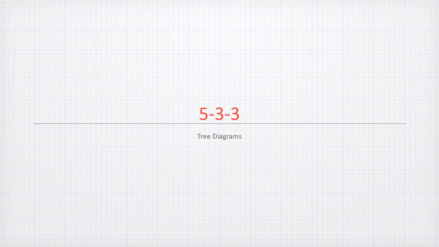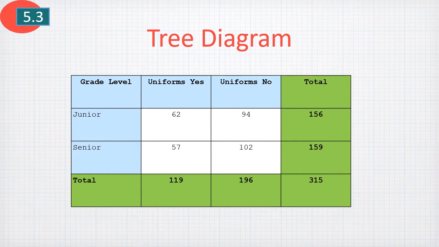Here's our flipped lesson on tree diagrams. So what is a tree diagram? It's just kind of a nifty new visualization technique for all the different probabilities. And it really just displays the sample space along with all the possible probabilities.